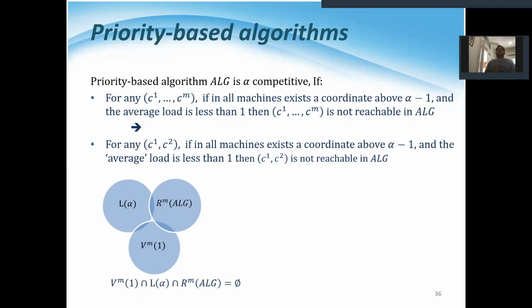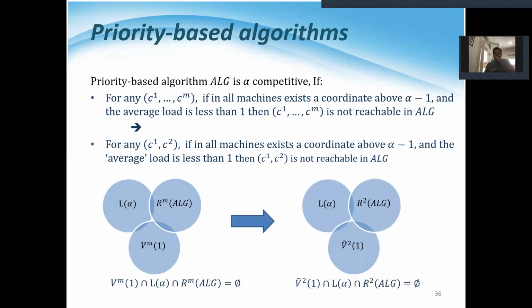And obviously, these two machine configurations are reachable in R2, and each of them has a coordinate more than alpha minus 1. So instead of proving in m dimensions, it's enough to prove that the intersection between the space of the weighted average load being less than 1, with a coordinate above alpha minus 1 for all machines, and the reachable space of the algorithm is empty. So we reduce the problem from m machines to two machines.